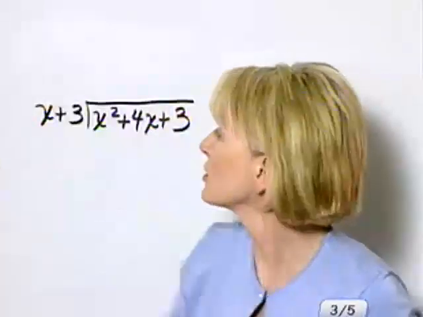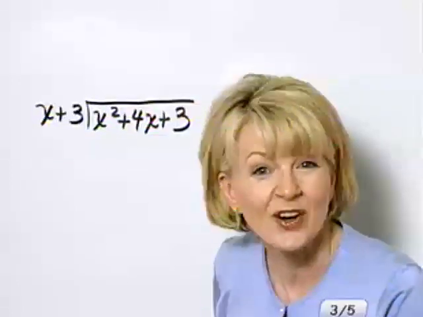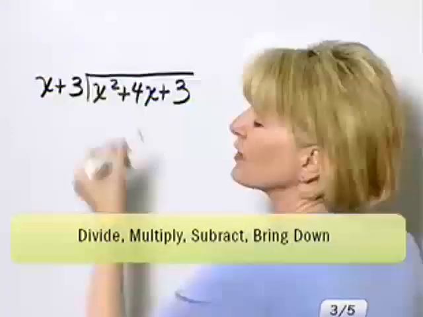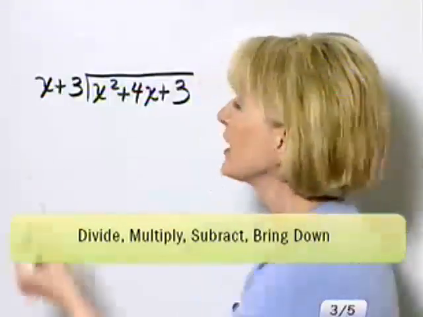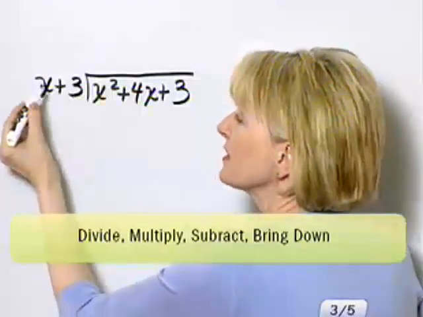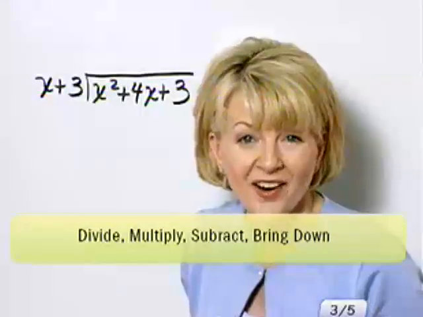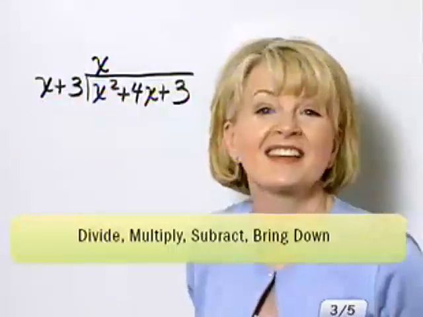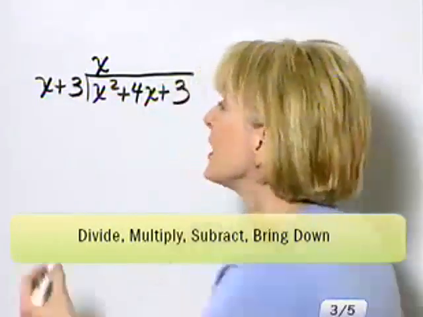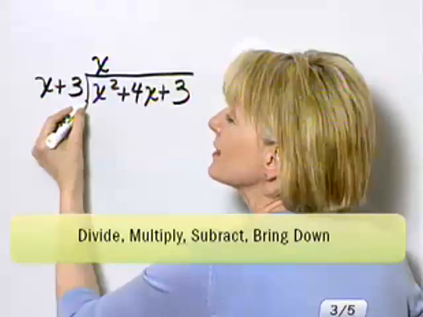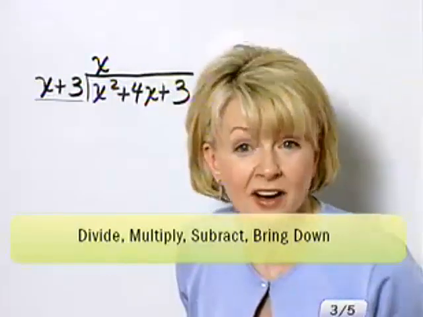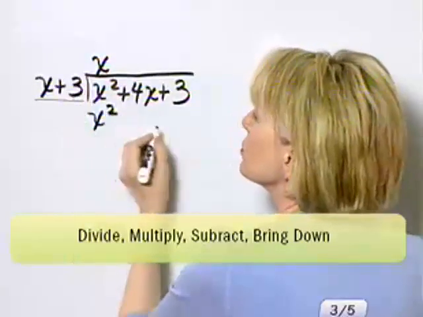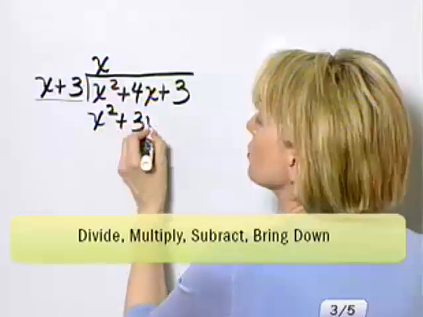Now let's practice that long division just like we long divided a moment ago. You can say x divides into x squared how many times, or you can say what times x gives x squared. Either way. Well, in fact, I know x times x gives x squared, so let's now multiply. I'm multiplying x times this divisor. X times x is x squared. X times 3 is 3x.